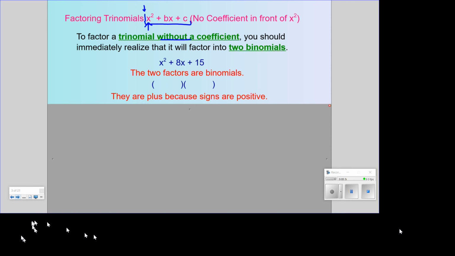First, let's also focus though on the signs. Notice that it is a positive 8x and a positive 15. We're going to be filling in the pieces in the binomials. Binomials have either plus or minus here, right?